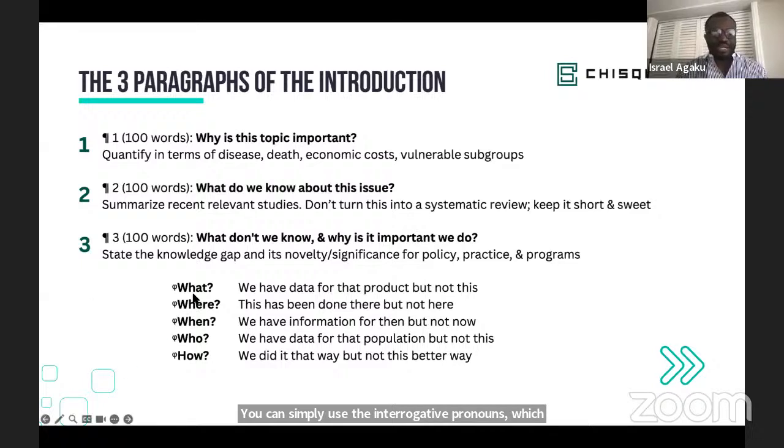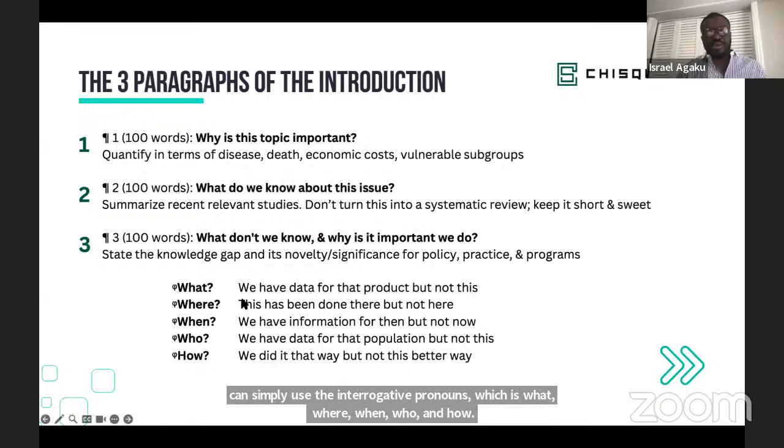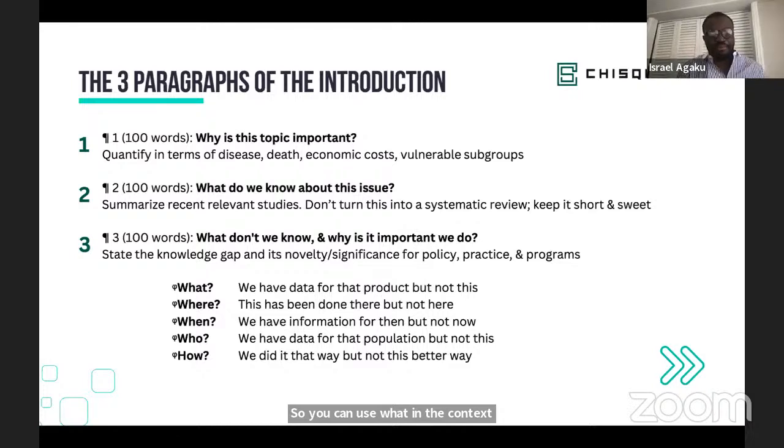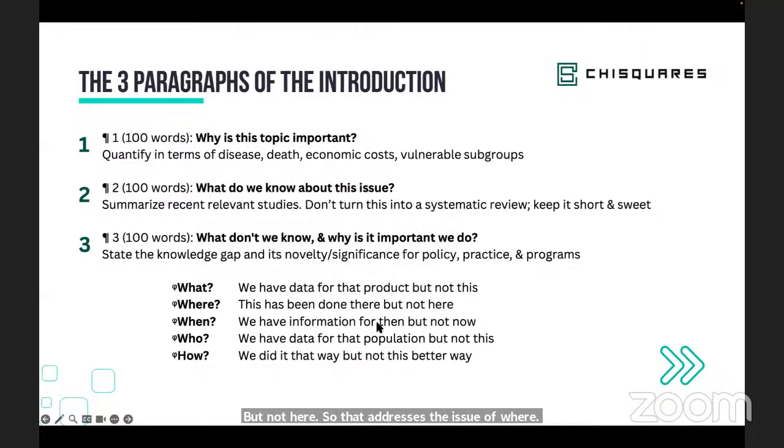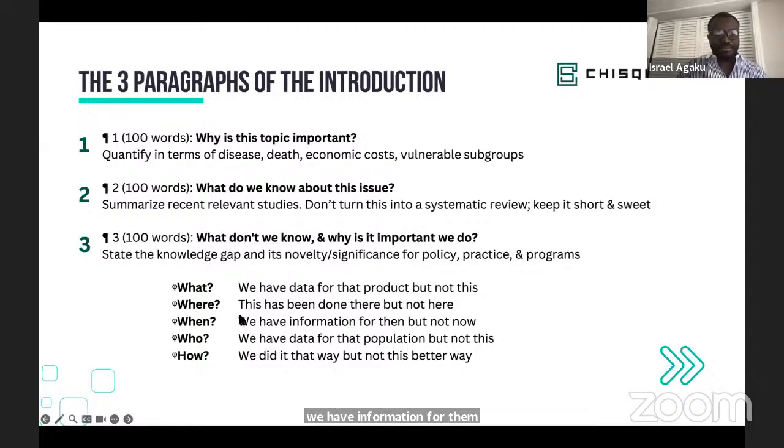So you can use what in the context of, for example, we have data for that product, but not this. So you're addressing the issue of what. Then the issue of where, this has been done there, but not here. So that addresses the issue of where. Then the issue of when, we have information for then, but not now. You're addressing the issue of time.